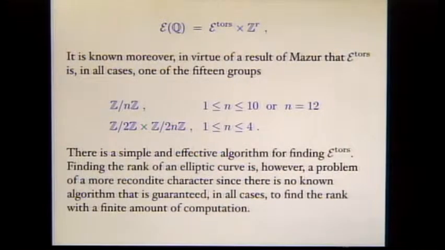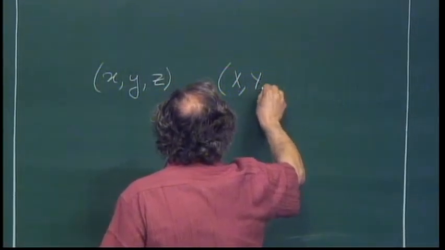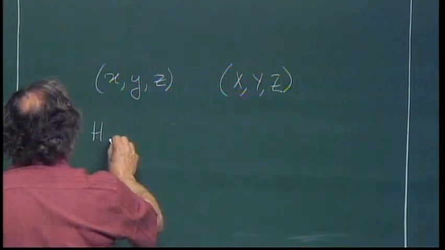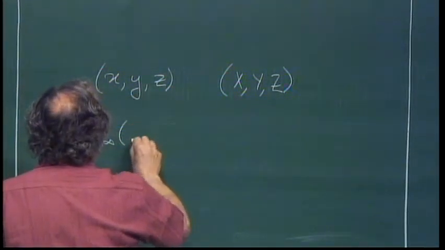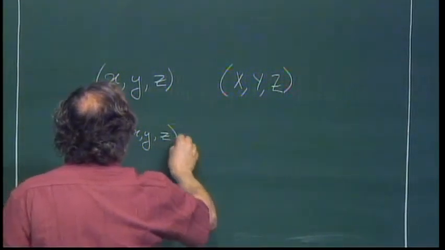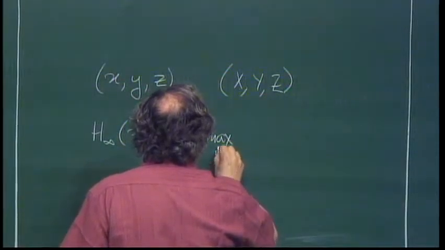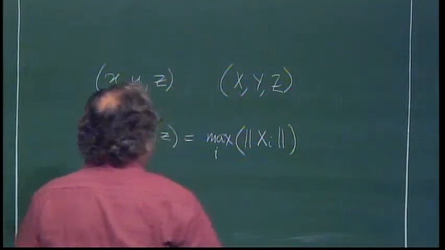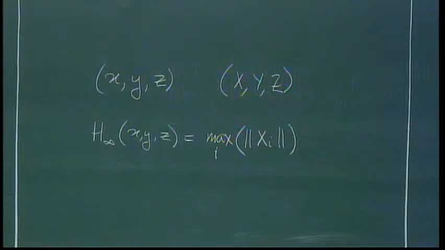We'll also need the notion of height. So if you have a rational point, say you have a rational point x, y, z on the elliptic curve in homogeneous coordinates, then you can remove denominators and think of it as a point given by three integers, x, y, and z, and so you can have a real height, h infinity, of this point x, y, z, which will be the max over i of the modulus of the xi, thinking of the coordinates as x1, x2, x3, that way.